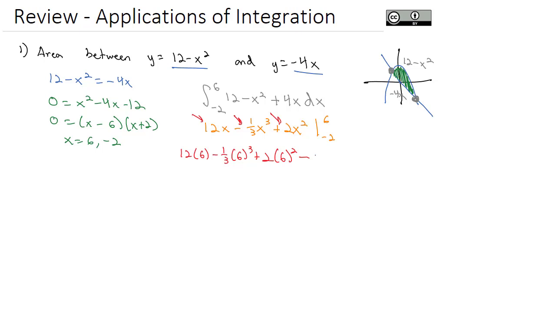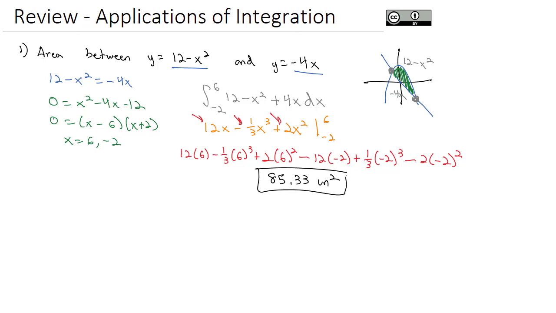Be careful with that. We've got 12 times negative 2. Then I'm subtracting a negative, which makes it plus 1/3 times negative 2 cubed. Subtracting a positive makes it minus 2 times negative 2 squared. I'm probably going to reach for my calculator to figure this out. When I plug this into my calculator, I'm coming up with 85.33 units squared as the area between those two curves.